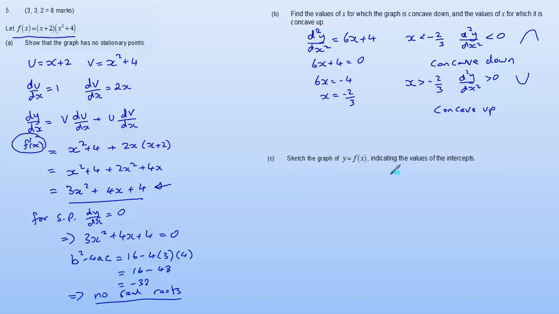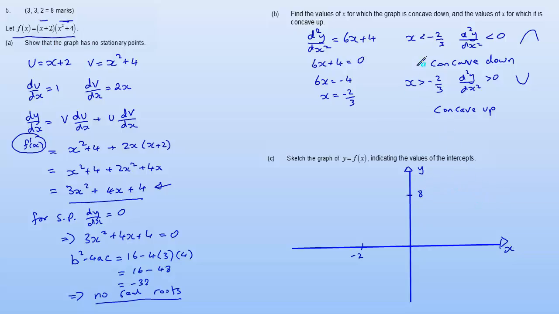Sketch the graph of y equals f of x, indicating the values of the intercepts. So here's some axes, so x and y. Looking at the original, there's no value of x that will make x squared plus 4 equal 0, but x equals negative 2 will make x plus 2 equal 0. So that's one intercept. And if x is equal to 0, this just ends up being 2 multiplied by 4, so that gives us 8.